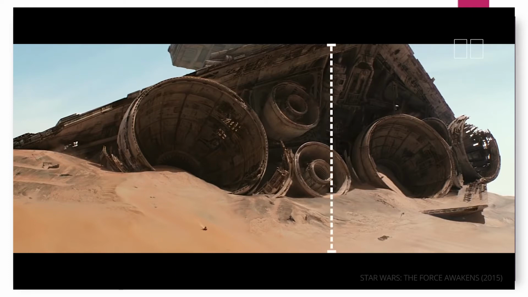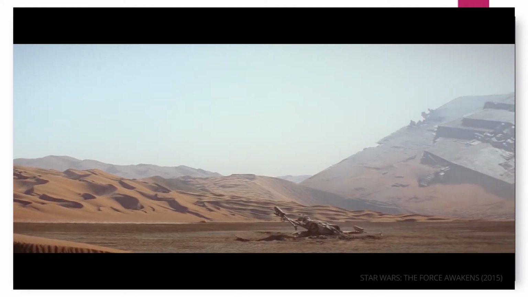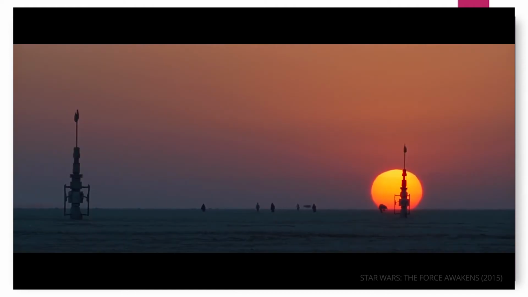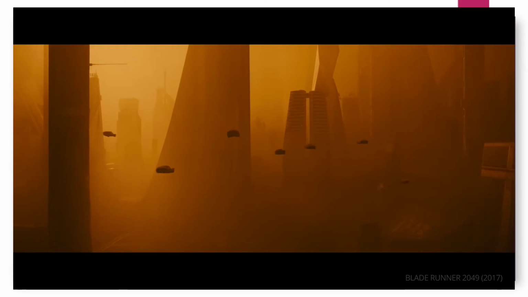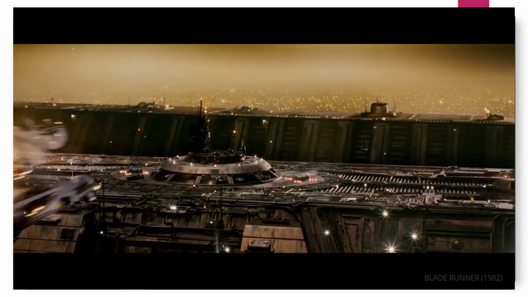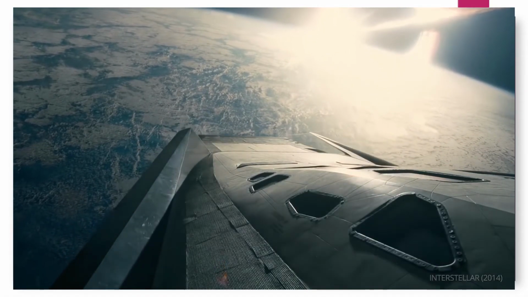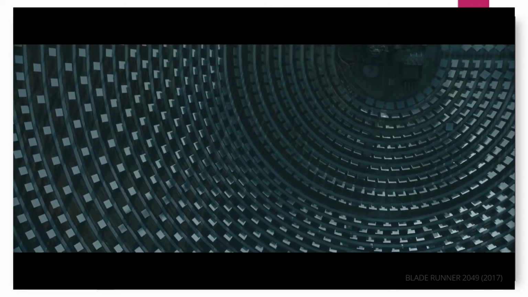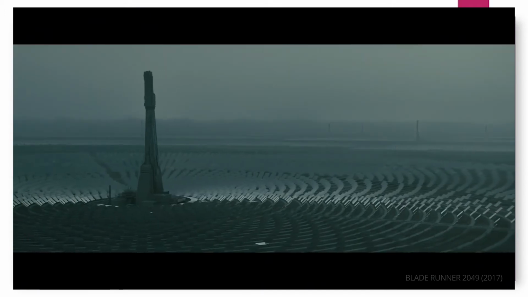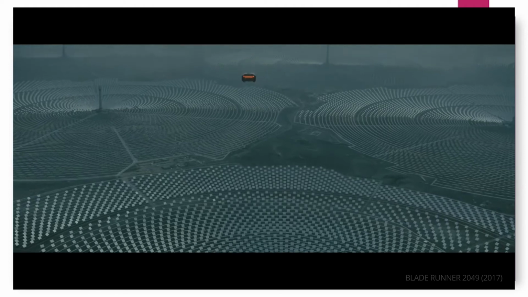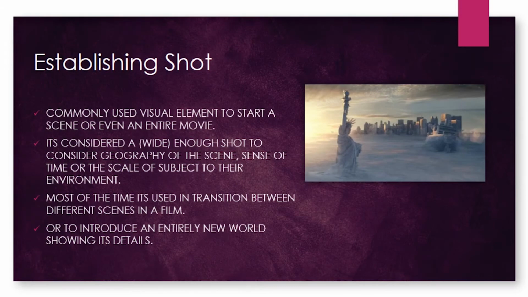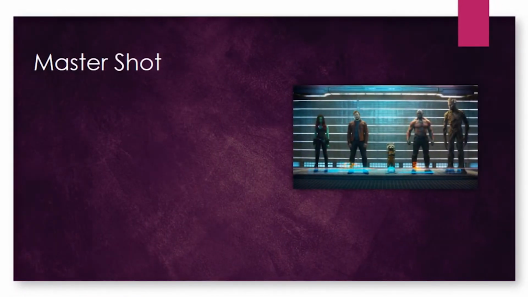Another thing about the establishing shot is that most of the time it's used as a transition between different scenes in a film, like a scene of some people running with a car. Also, it can introduce you to an entire new world, especially in sci-fi movies, like Alien or Avatar. These titles are good examples of establishing shots.